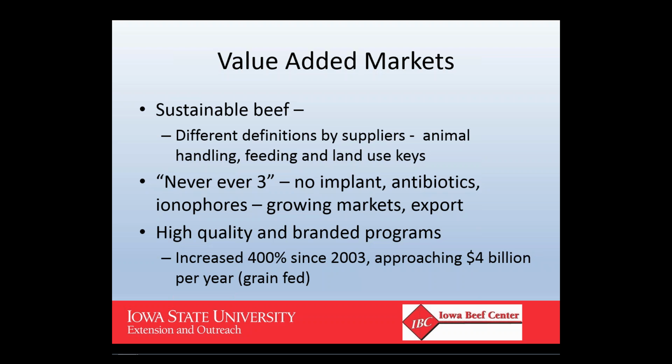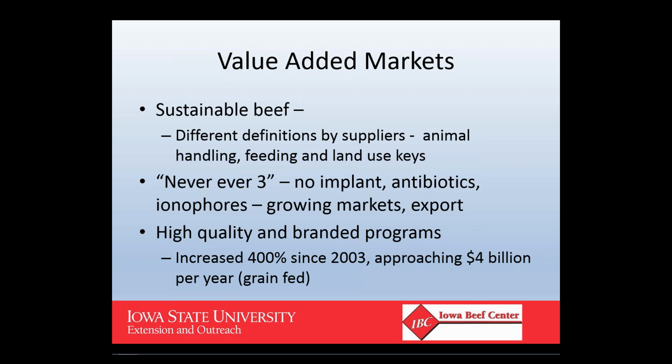Also, there's a lot of growth in natural or never-ever programs: no implants, no antibiotics, no ionophores. It's a growing market. Export drives part of that. And you have to have not only a good market for those animals that qualify, but also a market for the animals that you do have to treat, because any of these programs would ask you to treat an animal that's ill and then identify it so it doesn't get in the supply chain. That's an important part of it.